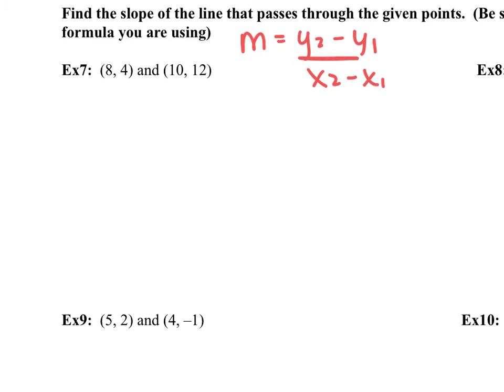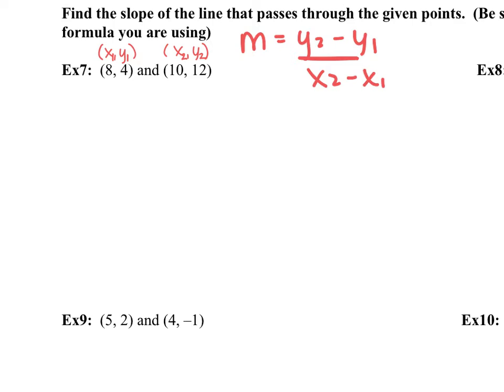So the first thing I remember is that ordered pairs come in XY format. So I'm just going to label them XY. But see how I have an X that's 8 and an X that's 10, and a Y that's 4 and a Y that's 12? It doesn't make sense to use the same variable twice to represent different things, so that's why they use the 1s and the 2s. So 8 is my first X, so that's going to be X1, and 4 is my first Y, so that's going to be Y1. 10 is my second X, so that's X2. 12 is my second Y, so that's Y2.